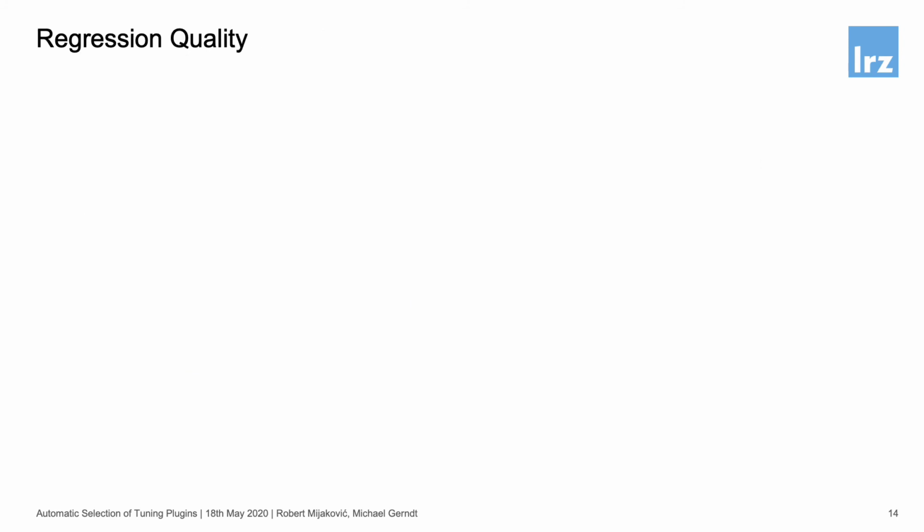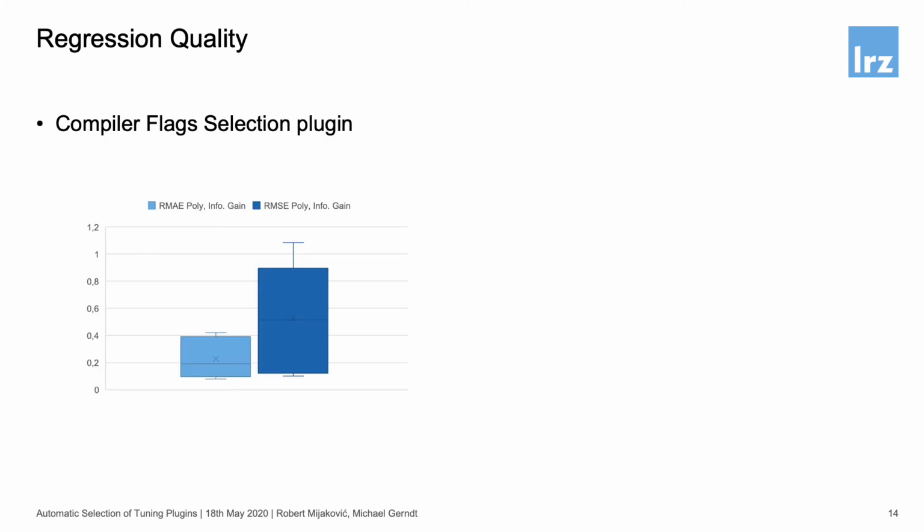let's discuss regression quality. To evaluate regression quality, we have used two metrics: root mean absolute error and root mean square error. Both metrics do not take into account the error direction, which means that positive and negative errors do not cancel out. Otherwise, if we used metrics that cancel out, we would get a wrong impression about the regression prediction quality.